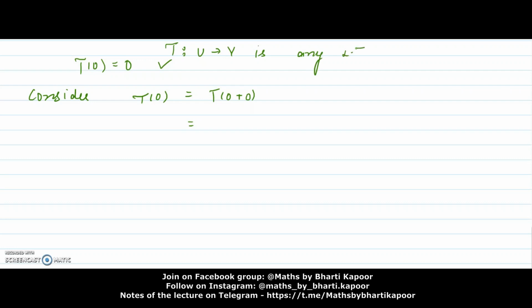Let's note one property of linear transformation, that is T(0) = 0 under any linear transformation. That means the image of the 0 element is always 0 in any linear transformation. We can see why this is true. For that, let's consider T(0), where 0 can be written as 0 plus 0. Because T is a linear transformation, as I have already mentioned, this property is true for any linear transformation T from U to V.